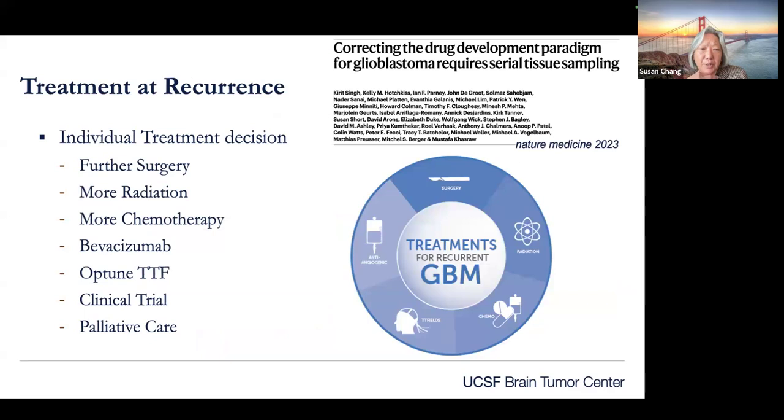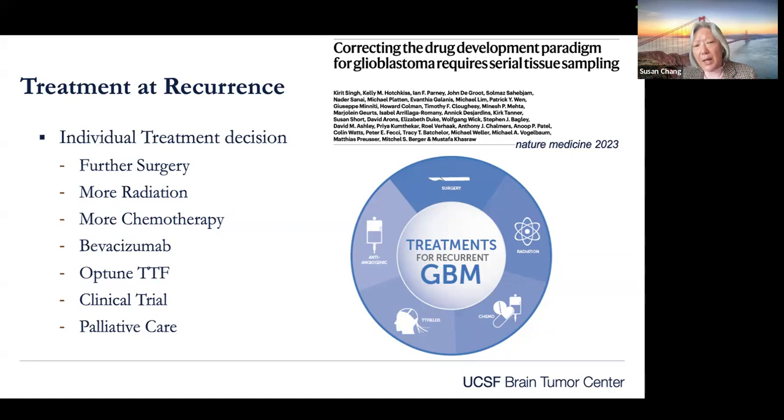Now, we all know that these tumors are very resistant. They're refractory to treatment, unfortunately recur. And once the tumor recurs, the individual treatment decision can be very variable. It can include more radiation, more surgery, chemotherapy, use of bevacizumab, as well as TTF, and also, of course, clinical trials and palliative care. I point to this paper in Nature Medicine in 2023 because of the move to ensure that serial tissue sampling is part of our standard when we see a patient with recurrent disease.